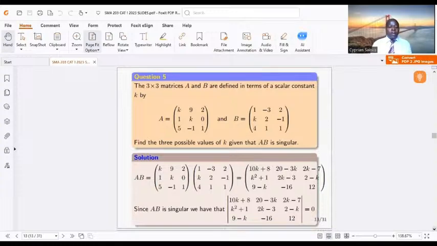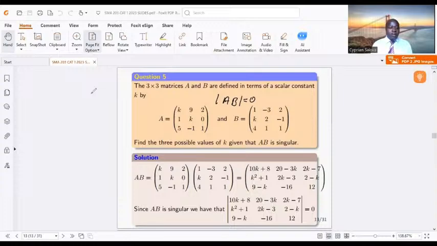Question 5. The 3 by 3 matrices A and B are defined in terms of scalar constant K. Find the 3 possible values of K such that AB is singular. The product of these two matrices is singular. What does it mean by singular matrix? A matrix is said to be singular if its determinant is 0. If the determinant of AB is 0, then AB is a singular matrix. If the determinant of any matrix is 0, then that matrix will be singular.